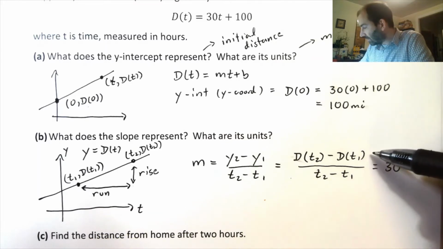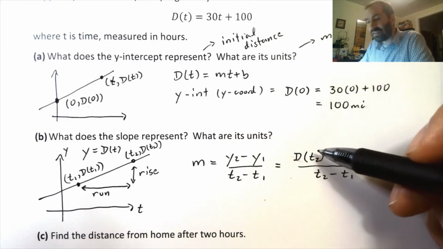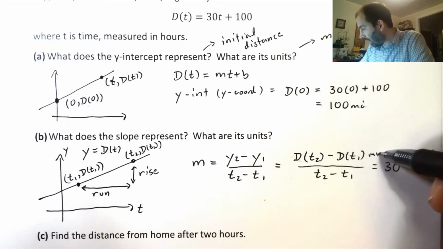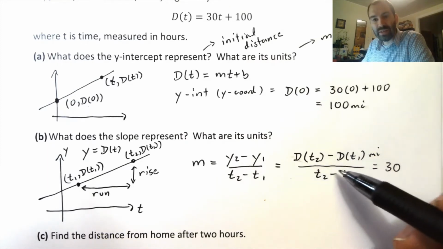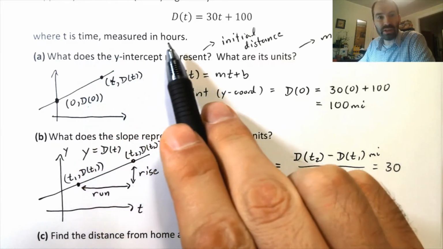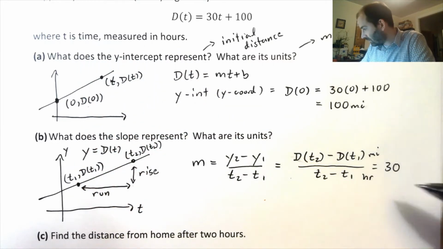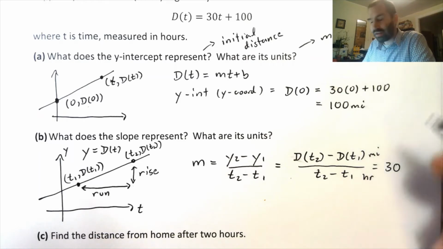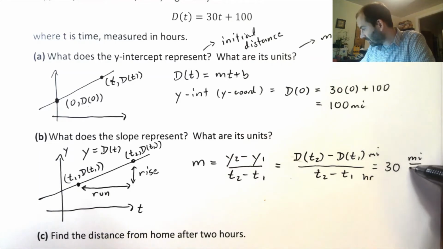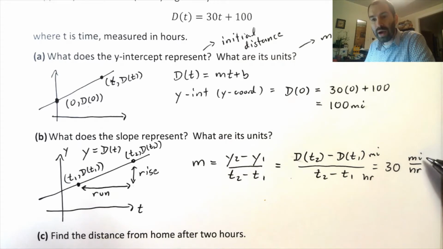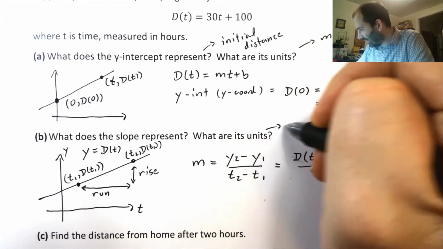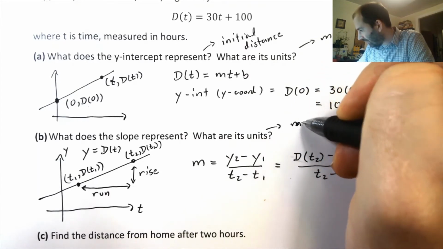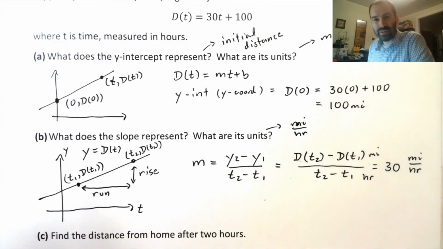But what are the units? Well, if I look at this, I'm taking the difference of distances in the numerator. So these are going to be miles. And I have the difference of times in the denominator. Well, these are measured in hours. Miles divided by hours, which we would usually read miles per hour. Well, I just found the units, right? The units are miles per hour.